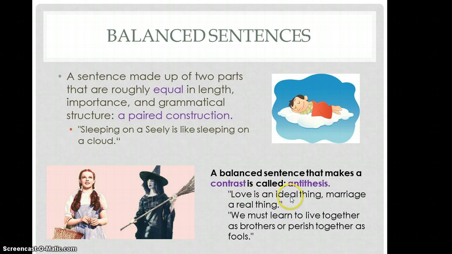Now, both in arrangement, the beginning of the sentence and the end of the sentence are balanced. However, what is being said in the beginning of the sentence is contrasting with what's being said in the back of the sentence. "We must learn to live together as brothers or perish together as fools." You'll see "live together," "perish together," "as brothers," "as fools." So those constructions are balanced, but they say opposite things. So that becomes an antithesis.